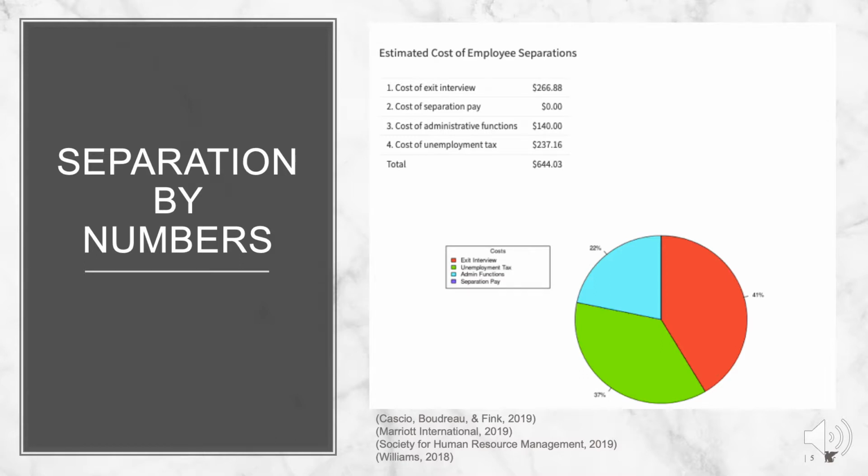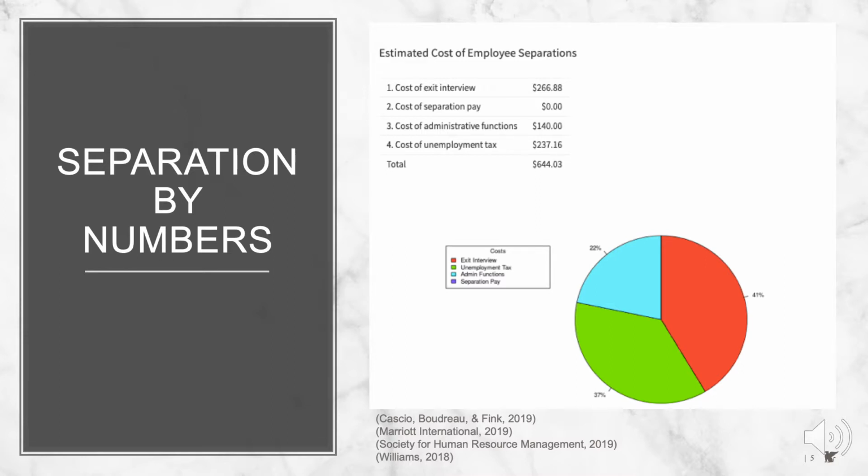So for 7 associates, we're looking at about $266.88 for the cost of an exit interview, which means that we have 15 minutes before of planning and 45 minutes for the interview. Cost of separation pay is at $0. This is because there is no severance package given by Marriott at any level.